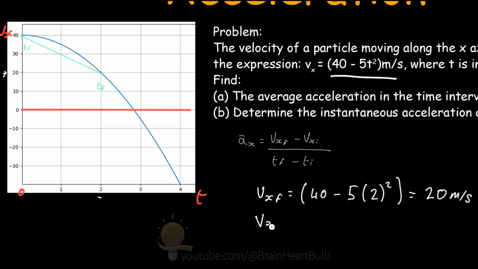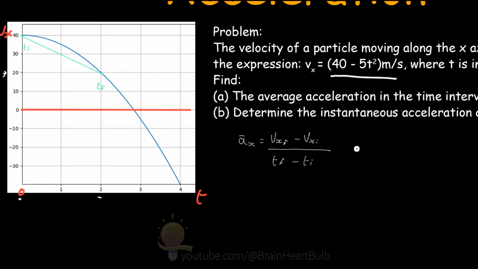The initial velocity, which should be 40, is equal to 40 minus 5 times 0 squared. And it's 0 because the initial time is at 0 seconds here. And this equals 40 meters per second. So we've got our final velocity and our initial velocity. We also got our final time and initial time, or the difference between the two.